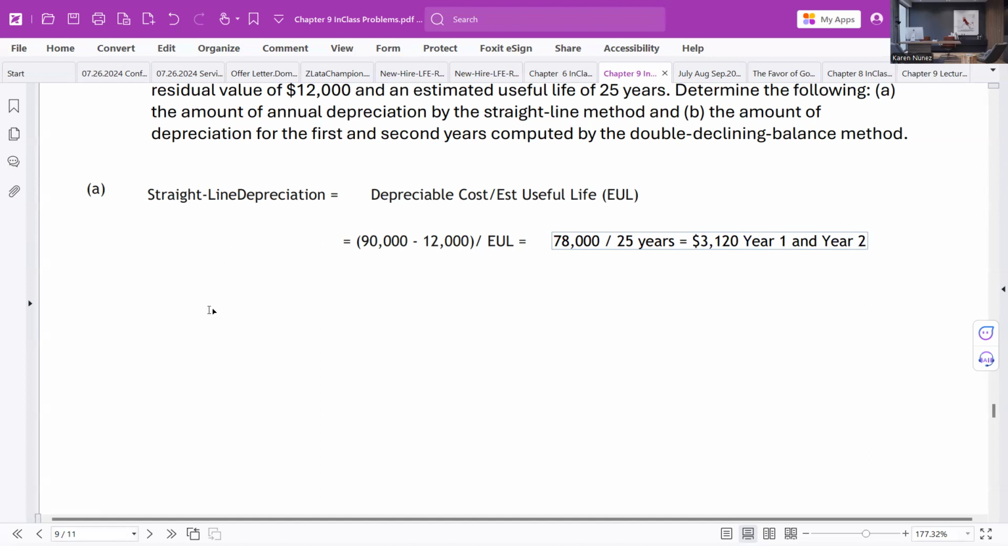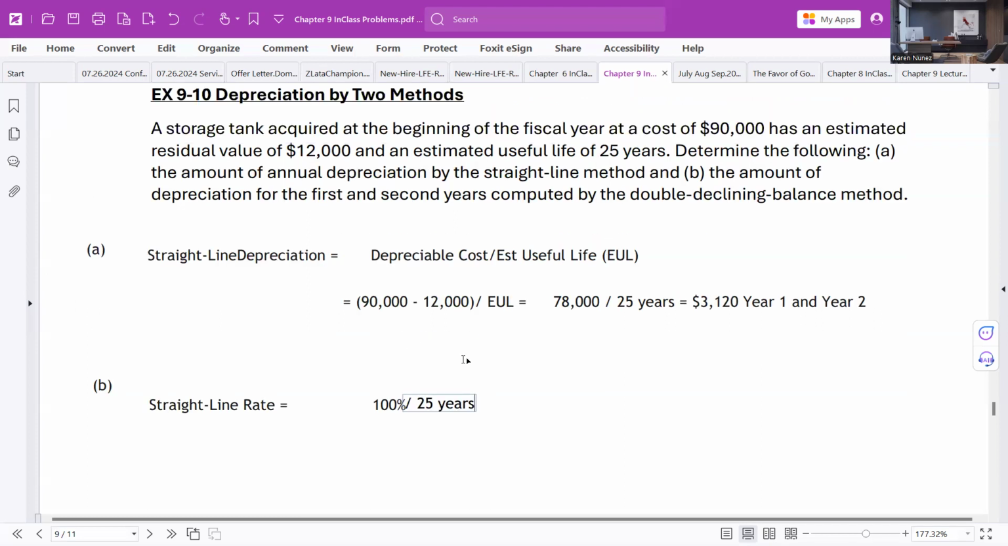And now in part B, we're going to use the double declining balance method. So again, if we're using the double declining balance method, first thing we need to know is what is the straight line rate? The straight line rate, remember, is just 100% divided by the estimated useful life. So 100% divided by the estimated useful life of 25 years. And what we end up with here is the straight line rate of 4%.